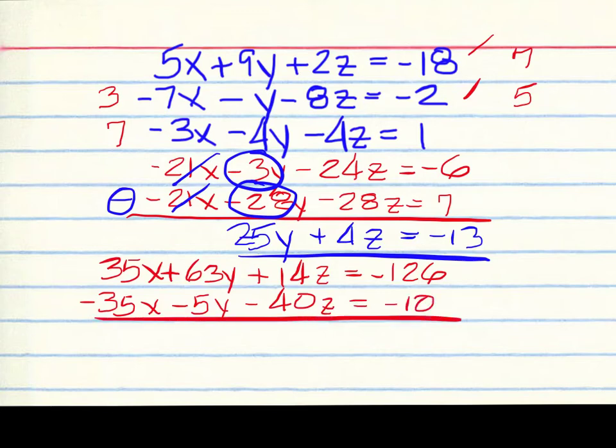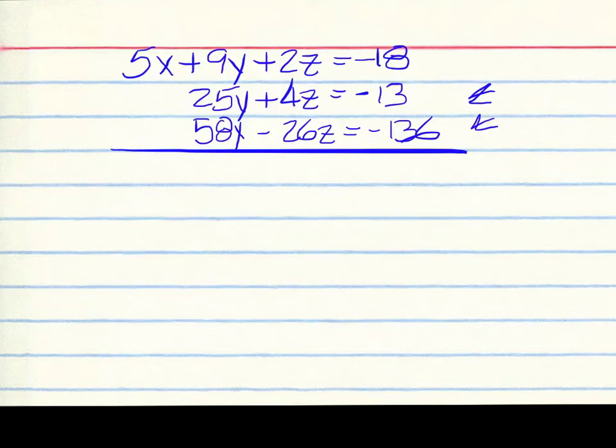And you have opposite signs. So these would be gone if you add. And 63 plus a negative 5 is 58. 14 plus a negative 40 is a negative 26. Negative 126 plus a negative 10 is negative 136. So you would have to hold that one. The 58y minus 26z equals a negative 136.